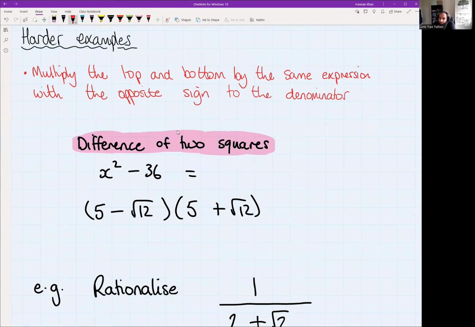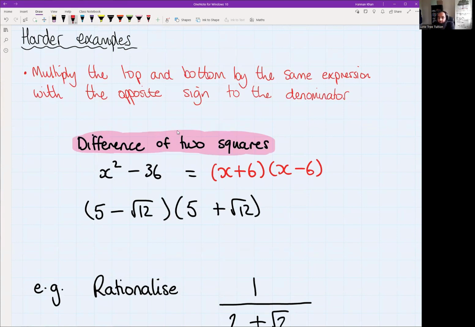Well, if you know your factorization of quadratics, you'll know that the fourth method we mentioned was difference of two squares. So that just means that you do x plus 6 and x minus 6. So all I've done is just square rooted that and square rooted that, and I put one with a plus and one with a minus. Okay, so in the brackets.